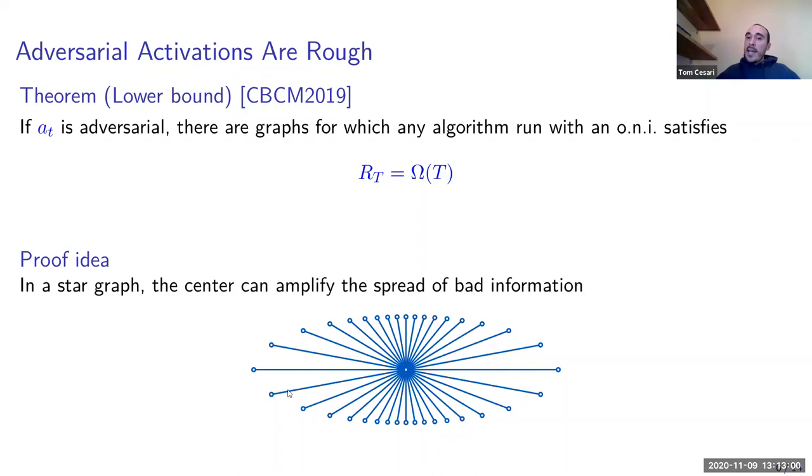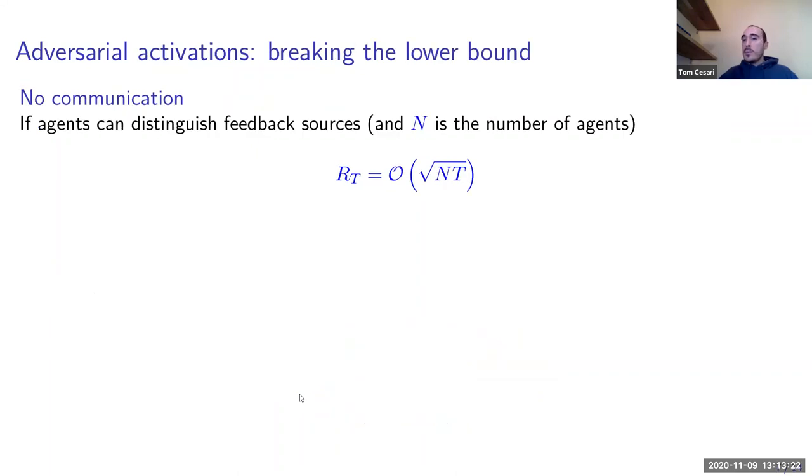So with a simple argument, you can show that any algorithm would have a linear regret. Any single agent algorithm for the peripheral node will have a linear regret, and so the regret of the whole network, which is just a sum, is linear also. So this is just to say that adversarial activations are their own beast. Of course, there are workarounds, like as I told you before. For example, if you ignore all communication, you can have some linear regret.